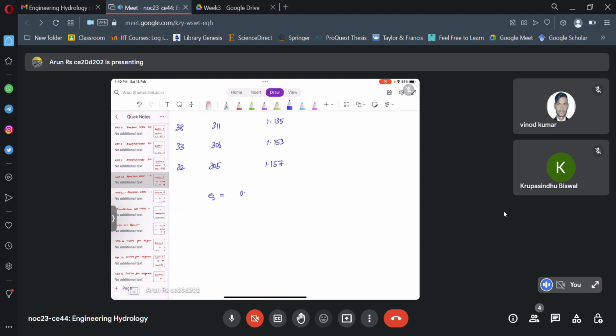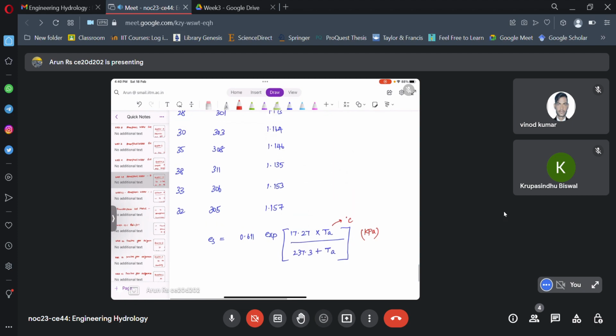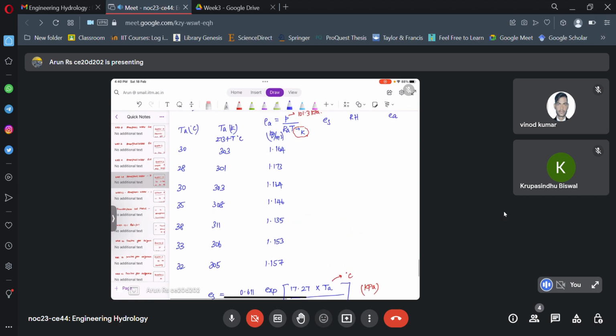So next we can compute the saturation vapor pressure. So we have the standard expression 0.611 into exponential of 17.27 into air temperature divided by 237.3 plus air temperature. Sorry, this is multiplication into air temperature. So here denominator it is additive. So here this temperature of the air is in degree centigrade and you will get the saturation vapor pressure in kilopascals. So we can compute for each of the air temperature. So this unit is in kilopascals.